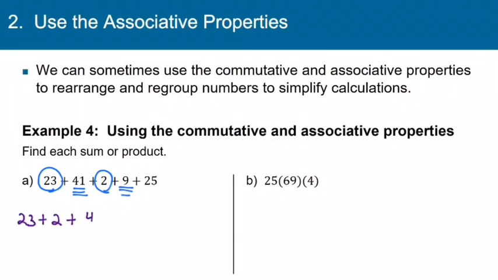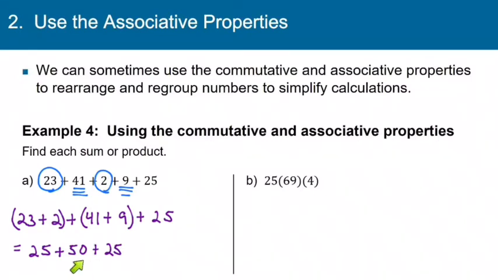So let's go ahead and put these in that new order, and then let's group the 23 and the 2 together, and let's also group the 41 and the 9 together. Okay, now 23 plus 2 is 25, 41 plus 9 is 50, and then we have our 25 here. Now I'm not going to write this down, but notice that we could also rearrange these three numbers so that the 25s are together, and then 25 plus 25 would be 50, and 50 plus another 50 would be 100.